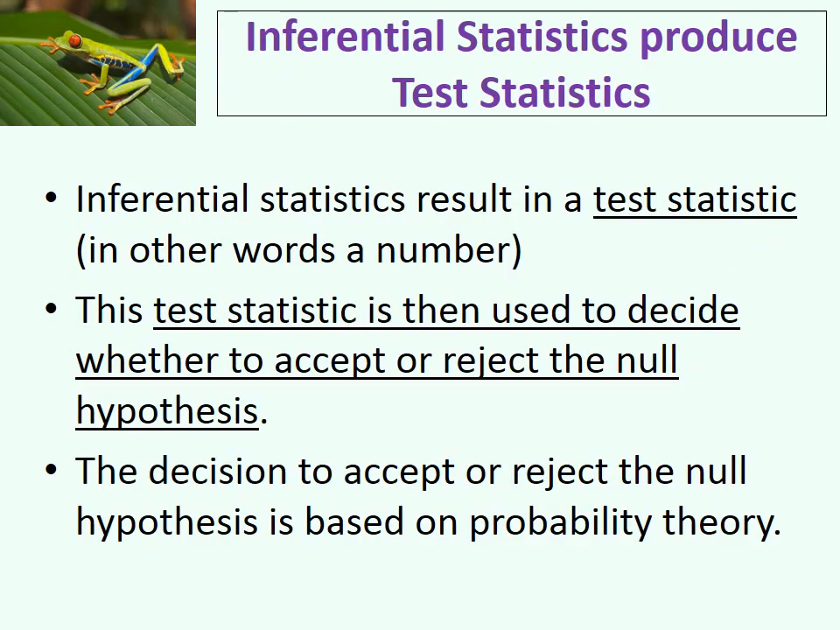So how do inferential statistics work? All different types of inferential statistics result in a test statistic, which is a number. Probability theory allows us to produce test statistics from the data collected in a study. Test statistics are a number that are used to decide whether to accept or reject the null hypothesis. Therefore, the decision to accept or reject the null hypothesis is based on probability theory.